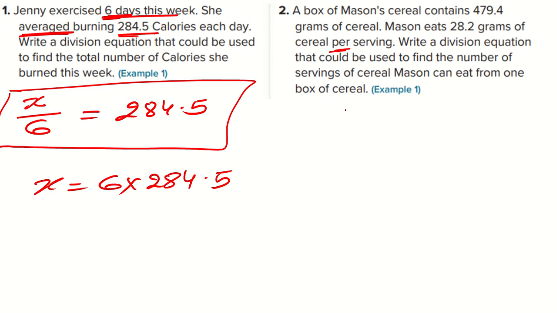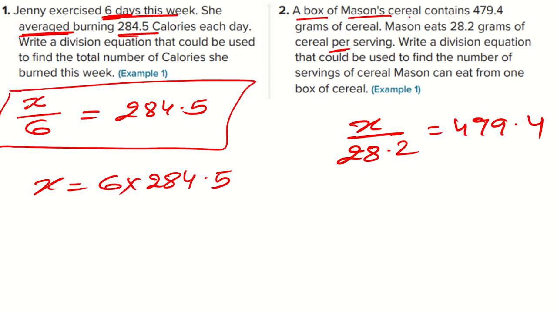Okay, so write a division equation that could be used to find the number of servings of cereal Mason can eat from one box of cereal. Okay, now what equation will you write here? I think the same type of equation. Okay, x divided by 28.2 equal to 479.4. Okay, so again read the question.